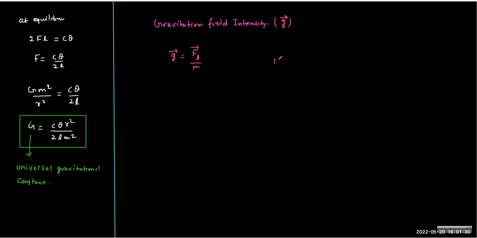It means if we have two masses, and if I want to know what is the gravitational intensity at the point P, we bring a test mass. You may call this the source mass.